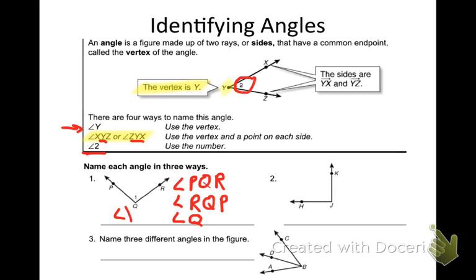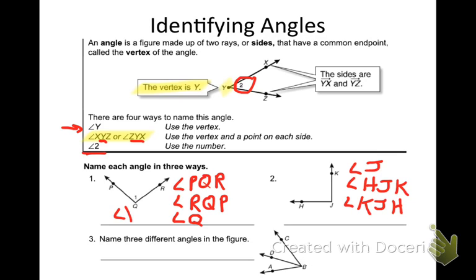Number 2. What are 3 ways I could label number 2? Becca, give me one way. I could say angle J. What else could I say, Parker? What's another way I could say this angle? Angle HJK. And what's the third way, Quinn? Angle KJH. That'd work. Could I give it an angle number here? Can I say angle number something? No, why not? Because there's no number. So that one won't work.